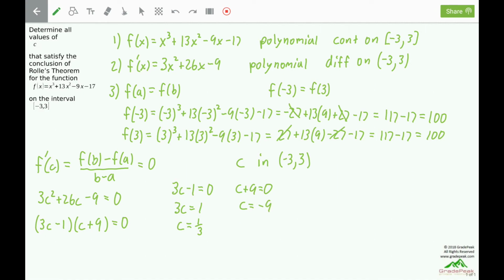And there are the possible c values. We only keep those that are in the interval. We're guaranteed to have at least one be in that interval. The first one, c equals 1/3, is definitely less than 3, and it's definitely greater than -3 since it's not negative. So this one is in the interval. And then -9 is more negative than -3, so we do not keep that one. And therefore we end up with one value, c equals 1/3, that satisfies the conclusion of Rolle's theorem for this function.